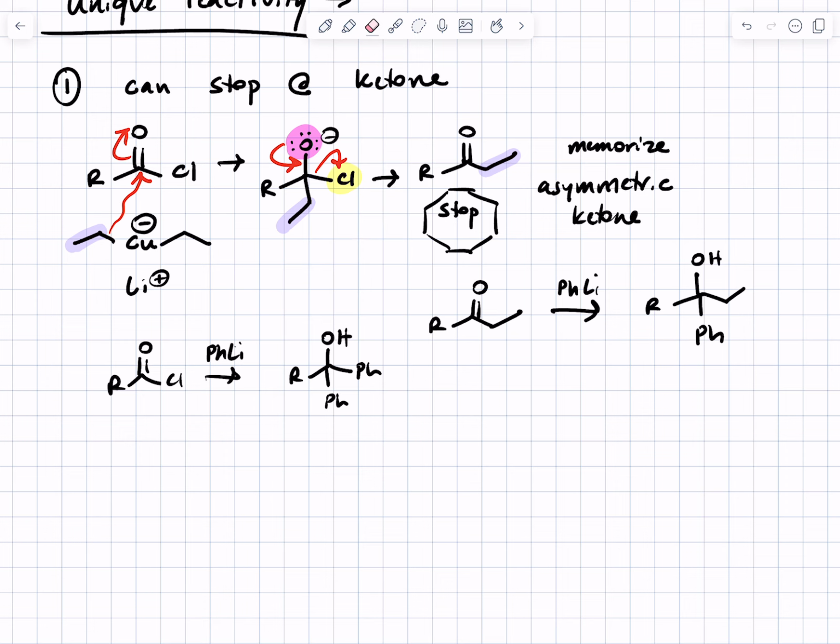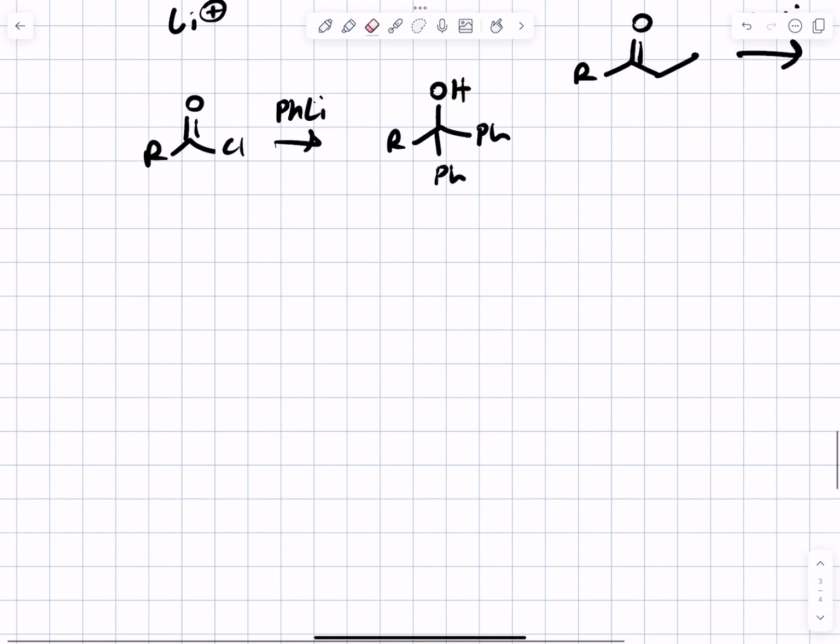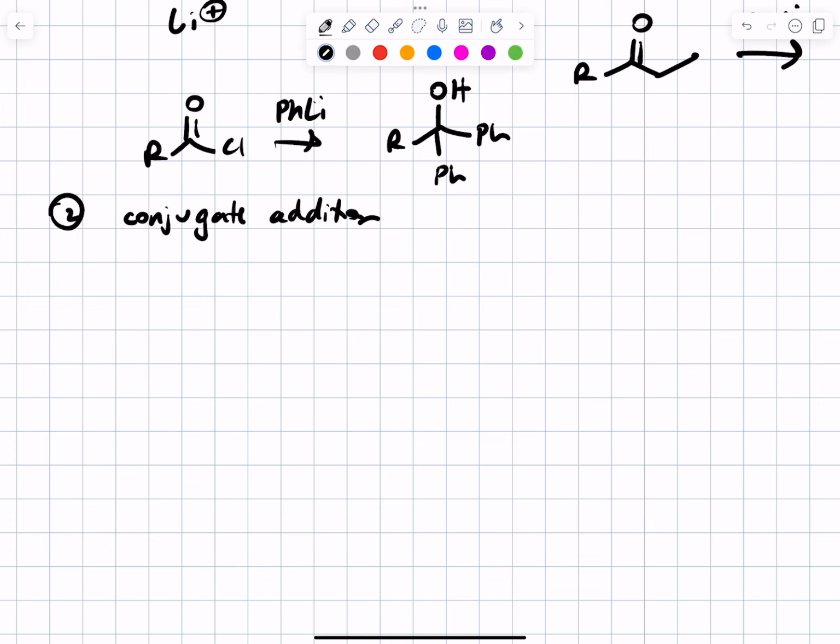Okay, I want to talk about the second weird thing that cuprates do. This is going to take a little bit of setup time, so we need to make sure we've got plenty of time for it. The second weird thing that cuprates do is called conjugate addition. An alternative term for conjugate addition is 1,4 addition to alpha-beta unsaturated carbonyl compounds.